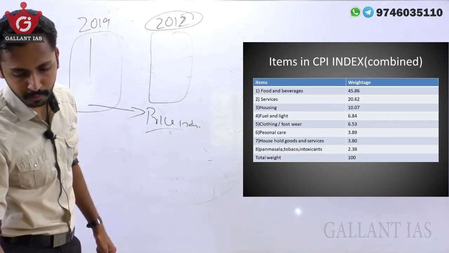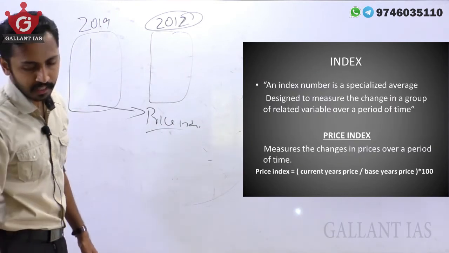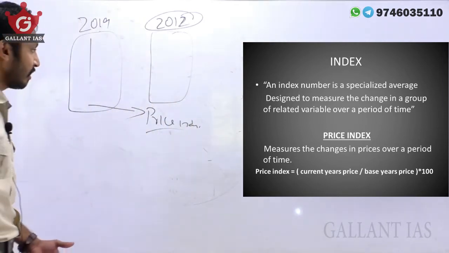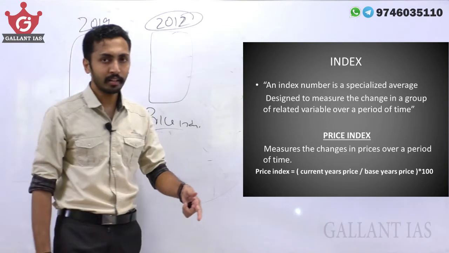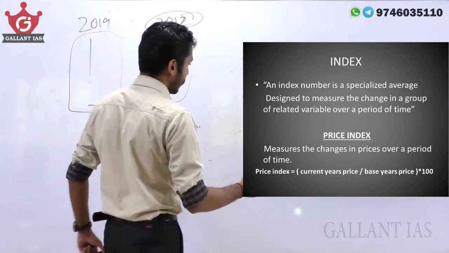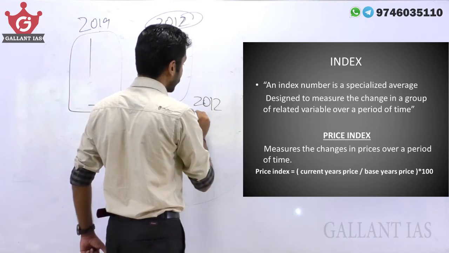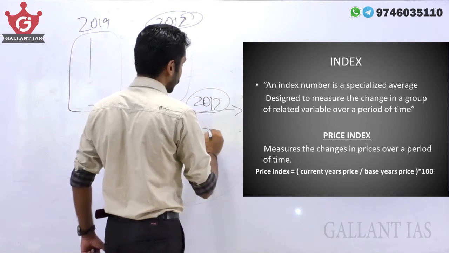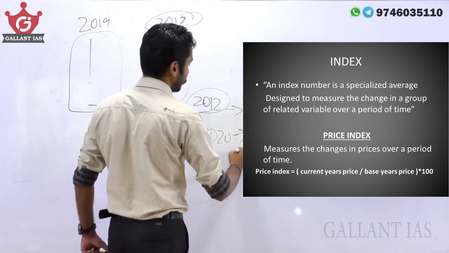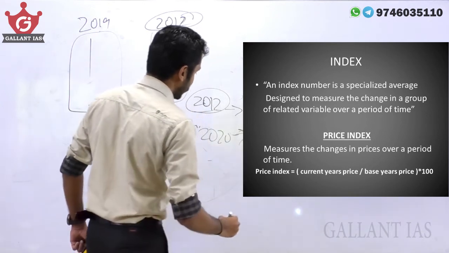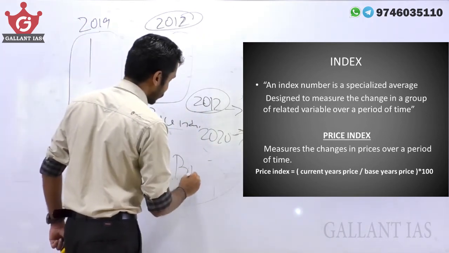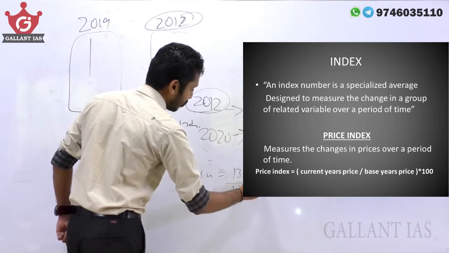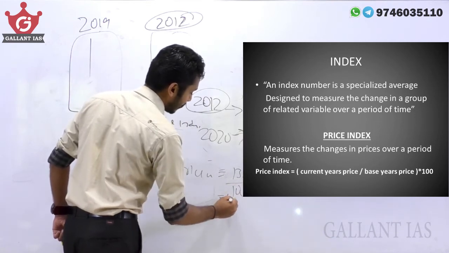The equation to calculate the price index is: current year's price divided by base year's price, into 100. And then we compare the price indexes. That's how we calculate inflation. For example, if the price of 2012 is 100, and in 2020 it is 130, then the price index will be current year's price divided by base year's price into 100, that is 130.